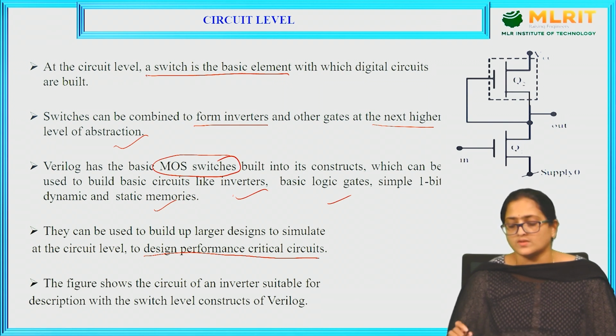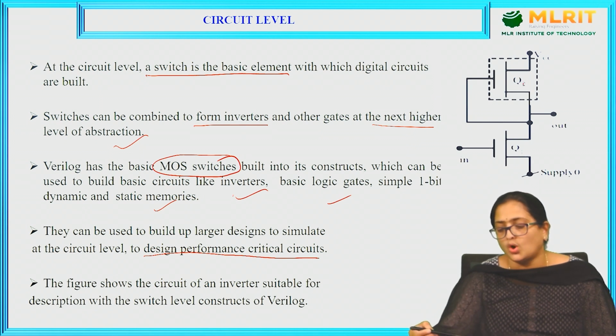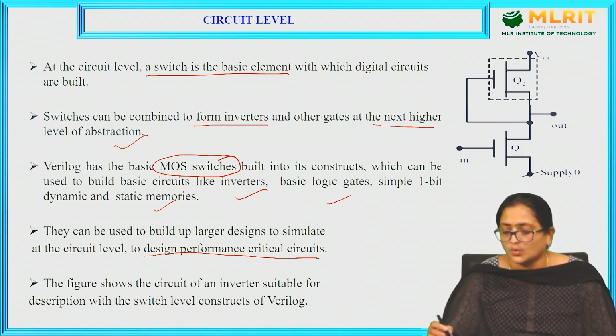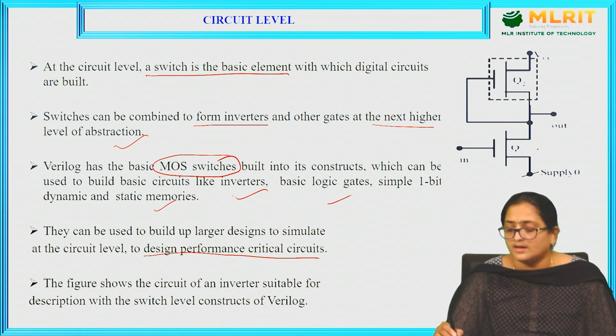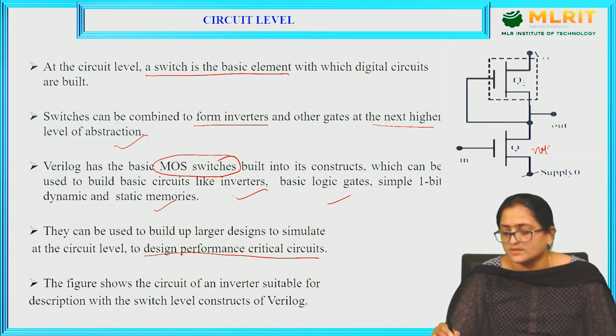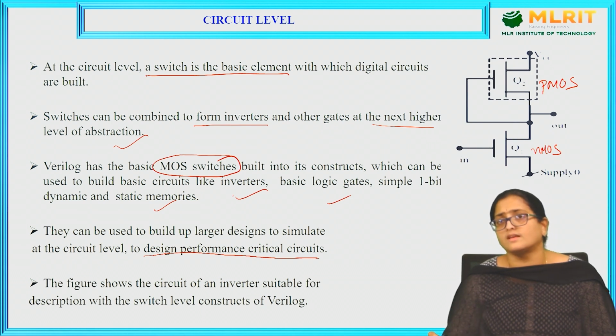The figure shown here is an example of an inverter for switch level constructions. Q1, Q2 are the transistors where Q1 is used in a pull down network and Q2 is used in a pull up network. Let us assume this as an NMOS and let us assume this as a PMOS circuit. The MOS switches, the NMOS switch and PMOS switch, are readily available.